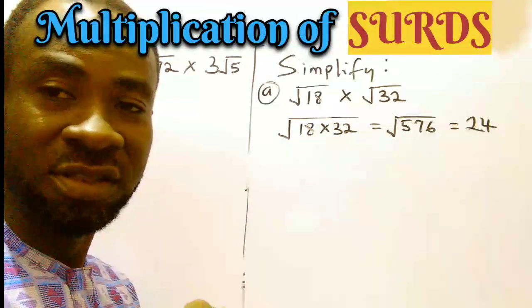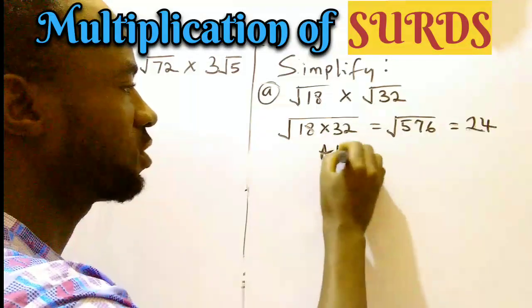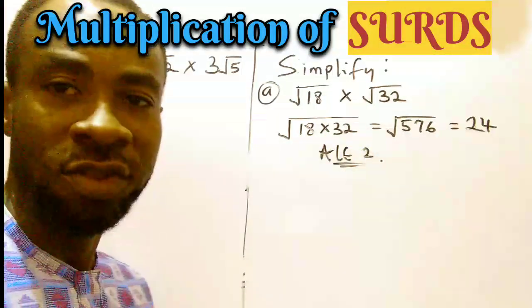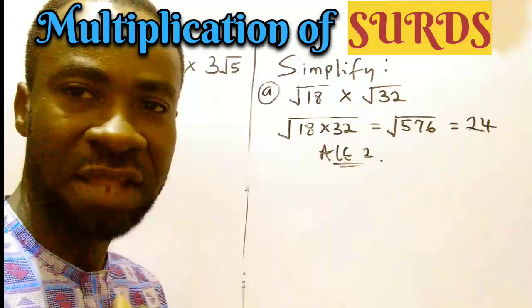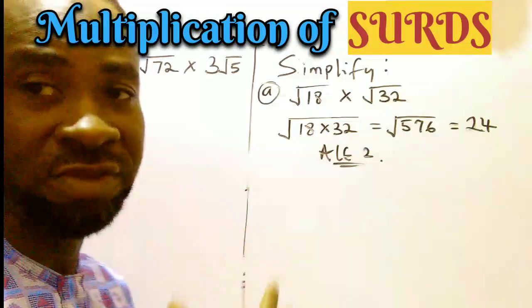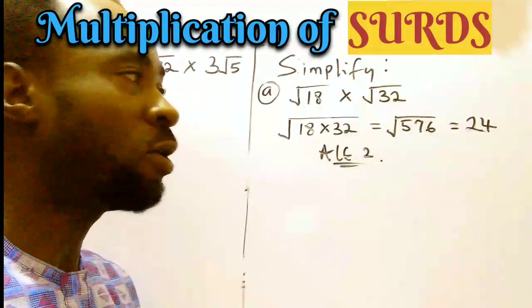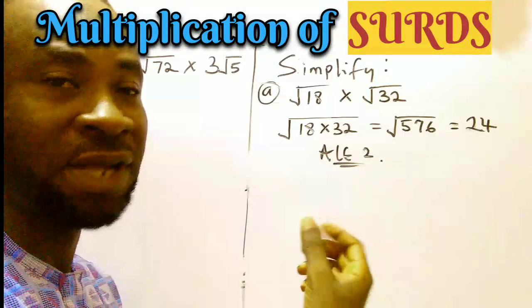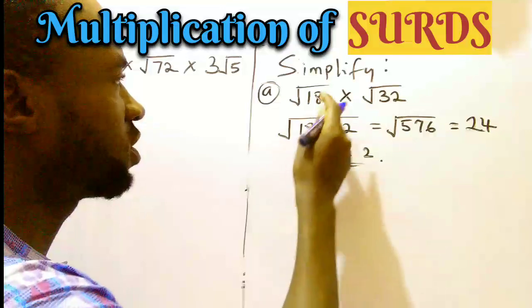Now, the second way of doing this, let me call this the alternative method, is simplifying. I think this is advisable for you as a student, especially if you are writing exams where you don't have a calculator or you are not good with squares of numbers. This is the best approach you can use.